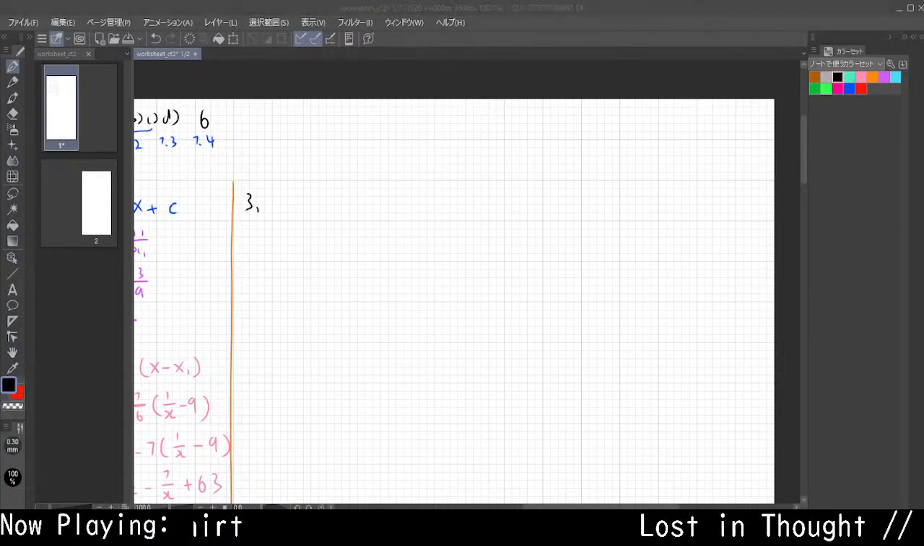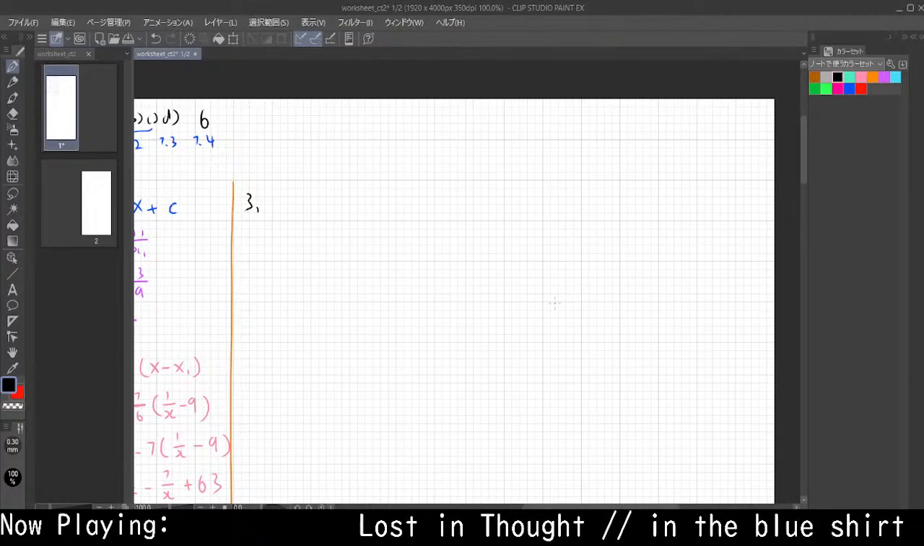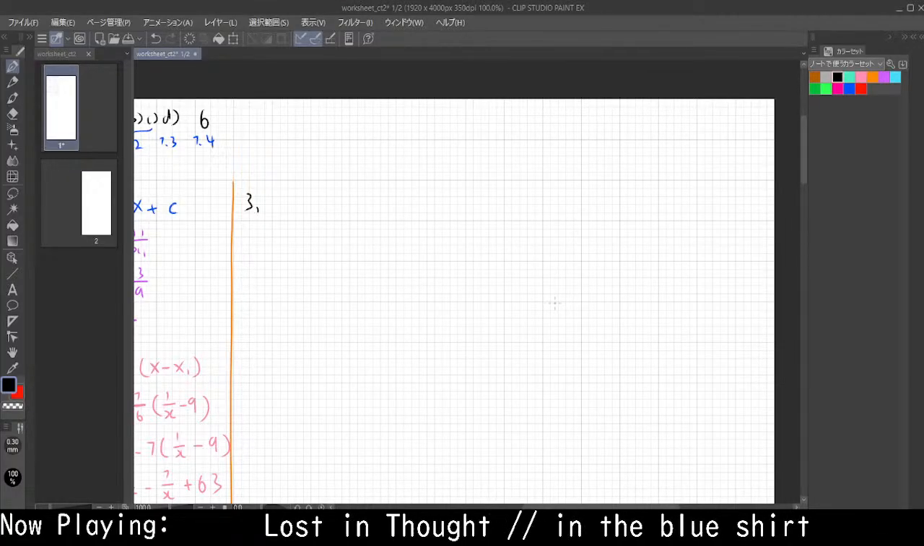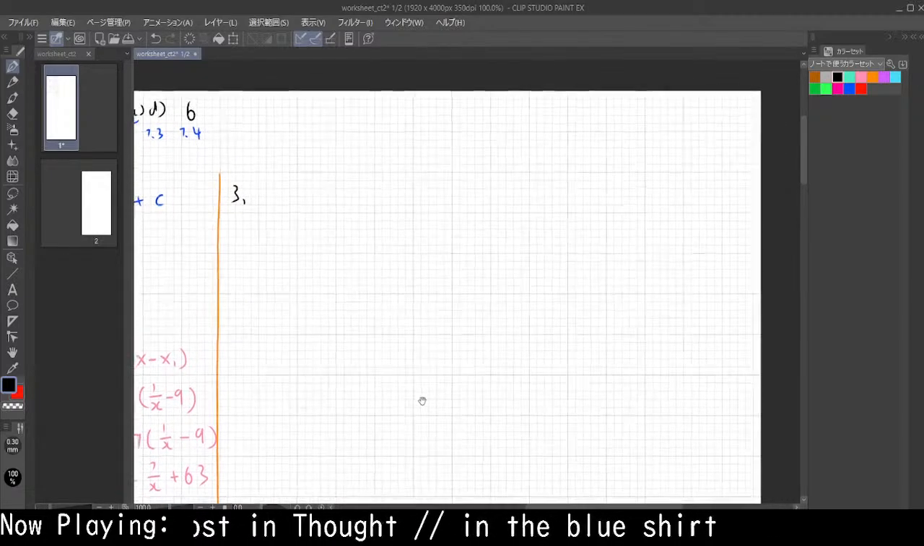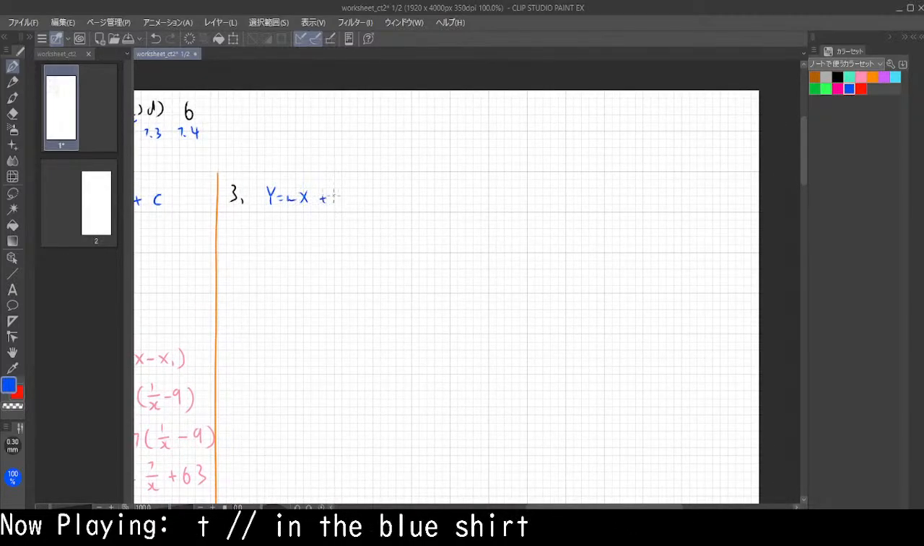Q3. Basically, same type of question. It tells you that the diagram shows the straight line graph of log base 3y against log base 3x. So, same thing, y equals to mx plus c.